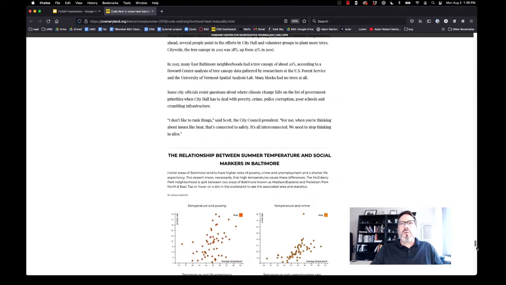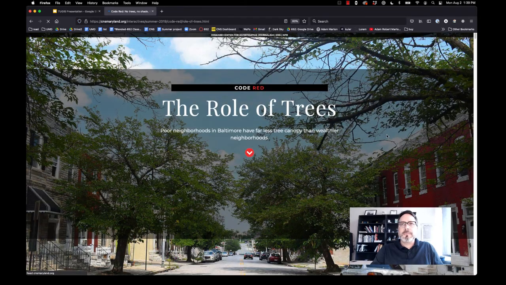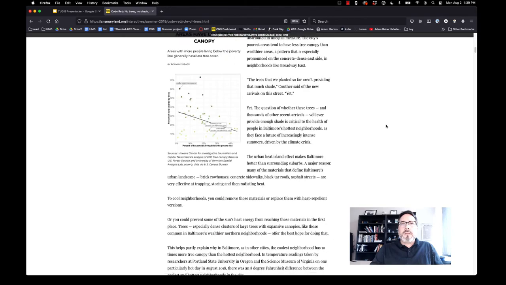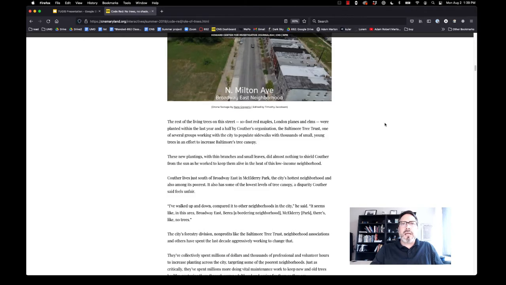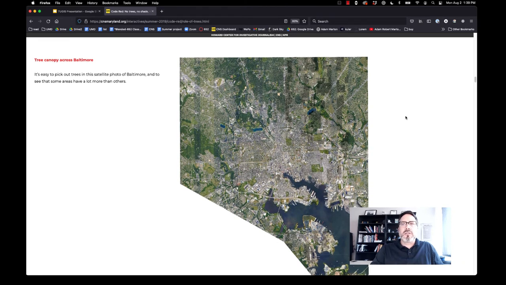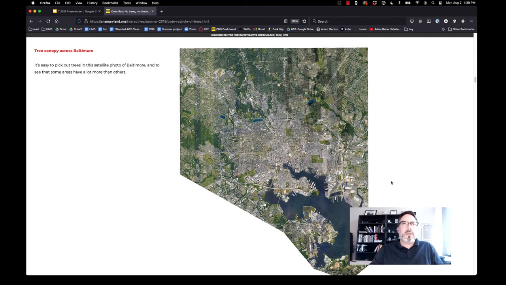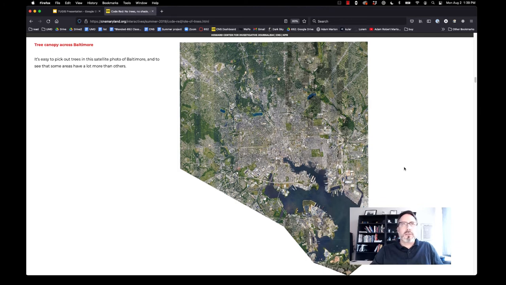I wanted to show a few other maps from this project, especially one where we looked at the role of trees. And so what we did here is we used a storytelling device called scrollytelling, where we changed the map as the user scrolls down the page, right? So here we're using a satellite map where we're showing tree cover across Baltimore City, and it's easy to pick out from the satellite photo where there's lots of trees: Leakin Park, Druid Hill Park, Lake Montebello and Herring Run Park, Patterson Park, etc.